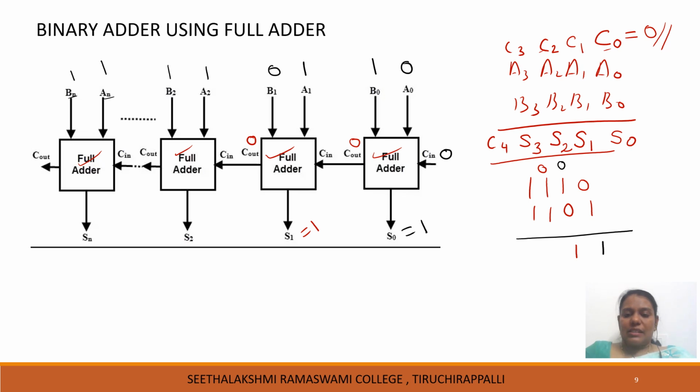So for the next case, 0 plus 1 is 1, 1 plus 1 is 0, 1. So here the sum will be equal to 0 and carry is 1. So this carry moves to the next case, where the 3 inputs are 1 and you will get the output as 1 and 1. So this will be the carry. So here carry out is 1, S is also equal to 1. Here it is S3. If you have 4, you will have 4 like that. So this is how a binary adder works using full adders.